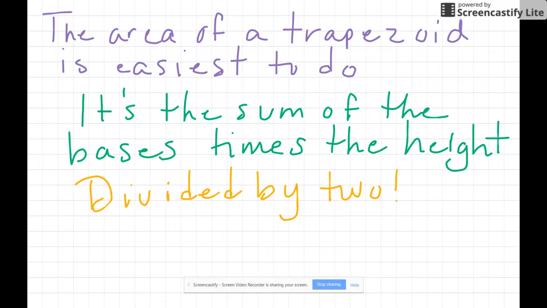Phew! I hope you'll join me now. Let's sing together. The area of a trapezoid is easiest to do. It's the sum of the bases times the height divided by 2.